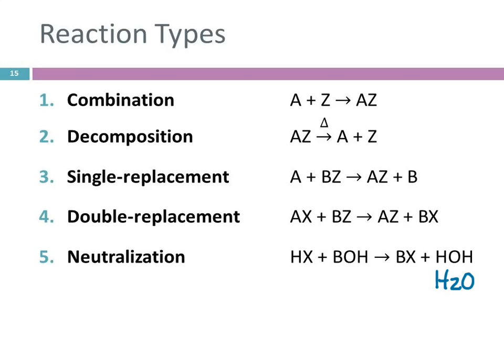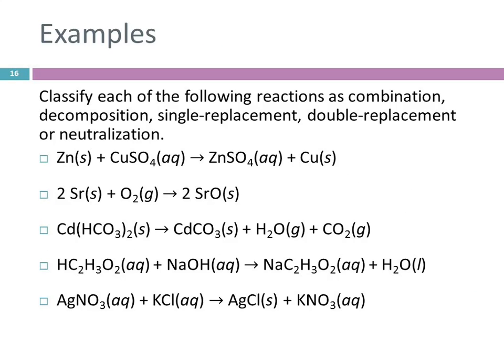So we're going to talk about each of them individually as well. But here are some examples. We should be able to look at a chemical equation and identify what type it is. So let's look at this first one.